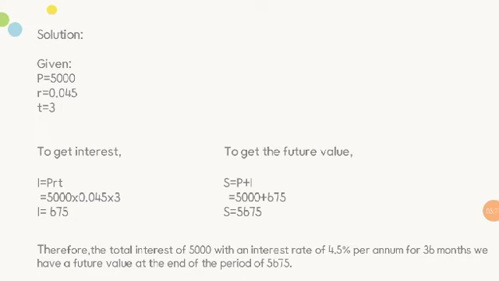5,675. Therefore, for the principal of 5,000 with an interest rate of 4.5% per annum for 36 months, we have a future value at the end of the period of 5,675.